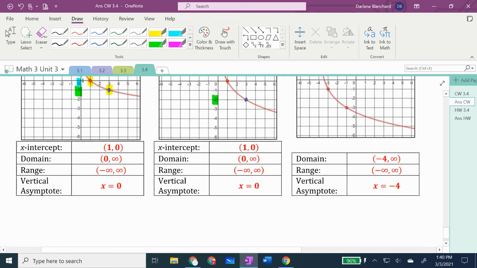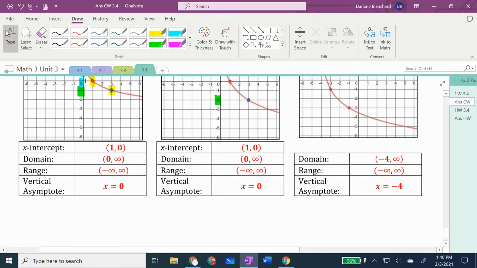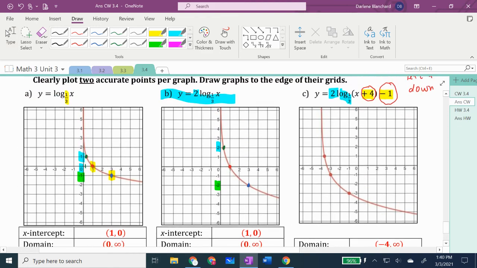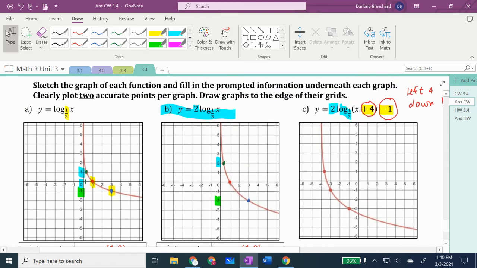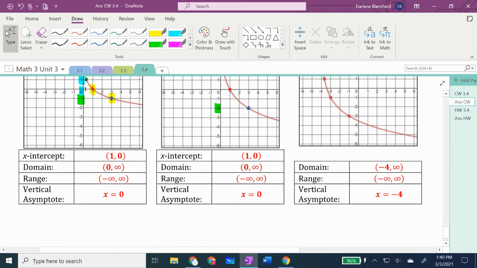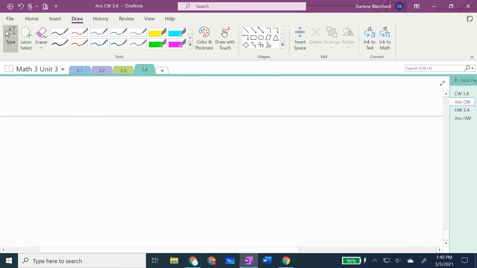And then make sure you have the correct intercepts and domain range and vertical asymptotes. The vertical asymptote will only change by shifting the x. So it will change if you see a number adding or subtracting to the actual x variable. And that concludes this classwork.